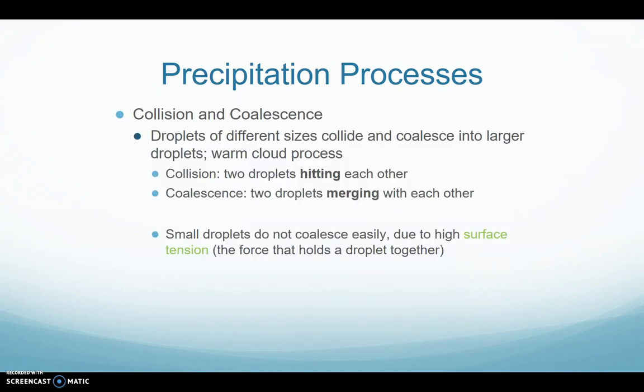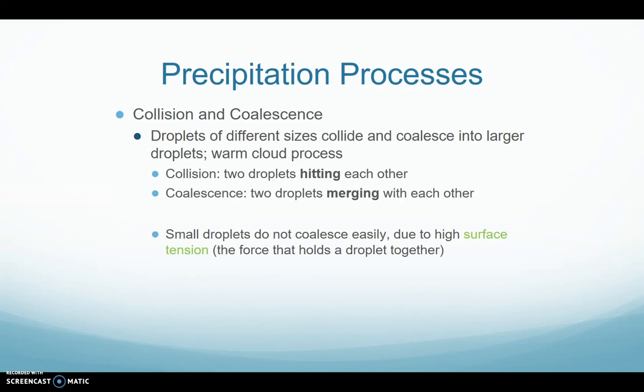So let's talk about this topic of collision and coalescence. Basically, what's going on is you have droplets of different sizes that are impacting one another. These two processes are collision and coalescence. Collision means the two droplets actually hit each other. You can think of two pool balls. They come towards each other, hit each other, and if they do so with a high enough force, they break the surface and they collide and become one larger droplet.